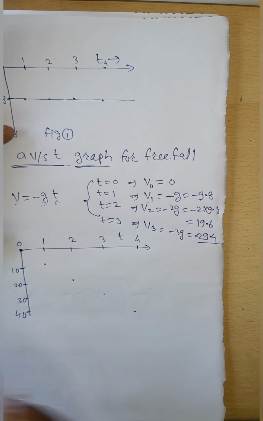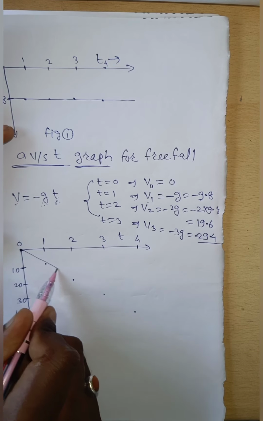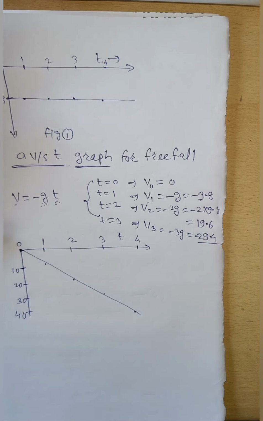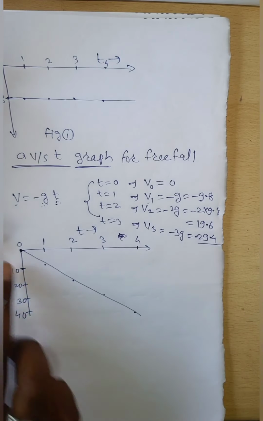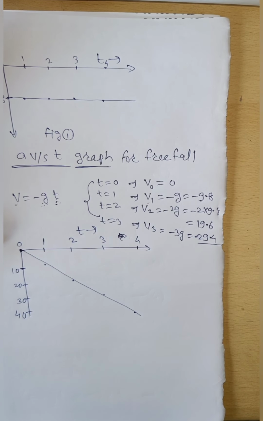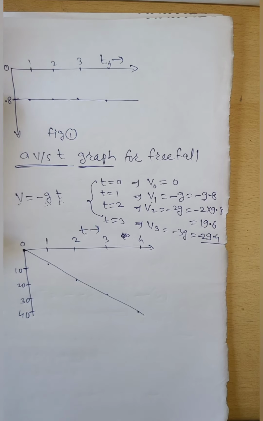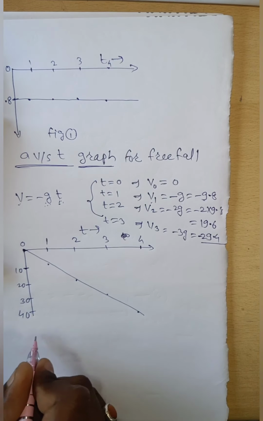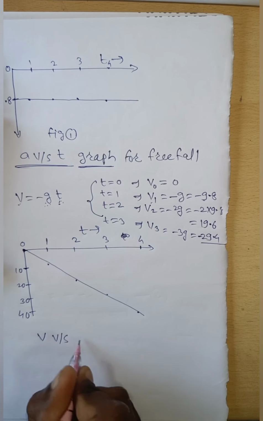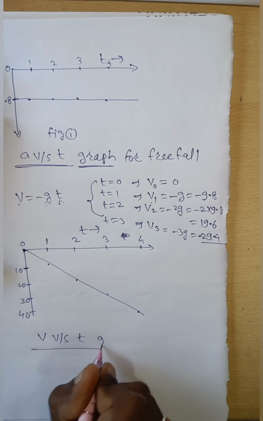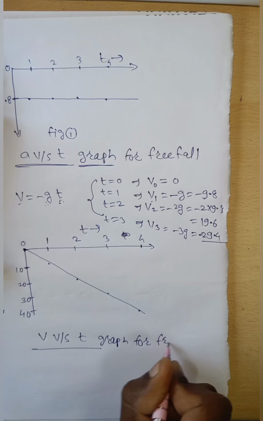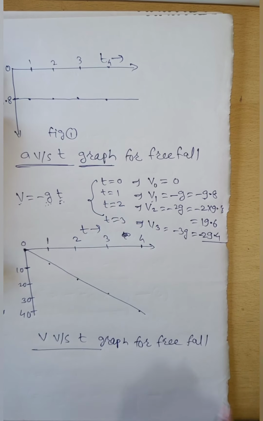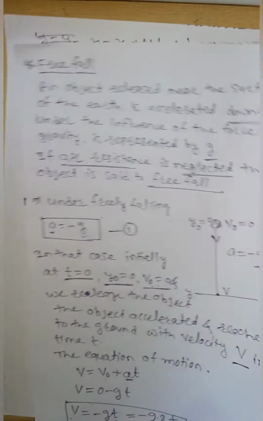If we draw a graph of velocity versus time, the graph looks like this. This is the velocity versus time graph for free fall. Now we have to use the final equation.